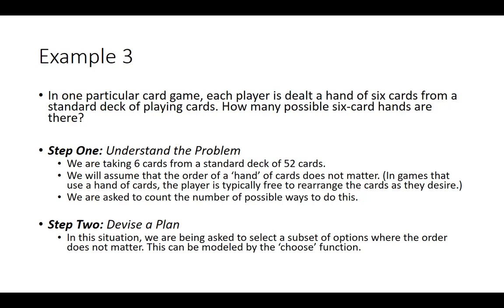We will assume that the order of a hand of cards does not matter, because in games that use a hand of cards, the player is typically free to rearrange the cards as they desire. Order doesn't matter. We are asked to count the number of possible ways to do this. So when we devise a plan, we know it's going to be one of our functions where we're picking or choosing. And since order doesn't matter, this would be modeled by the choose function, by a combination, not a permutation.